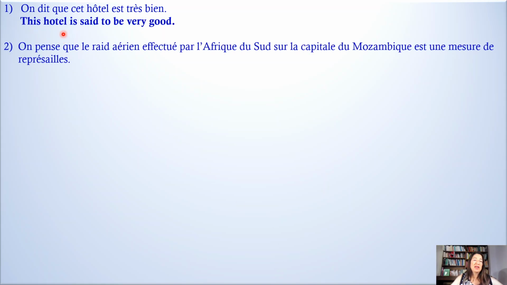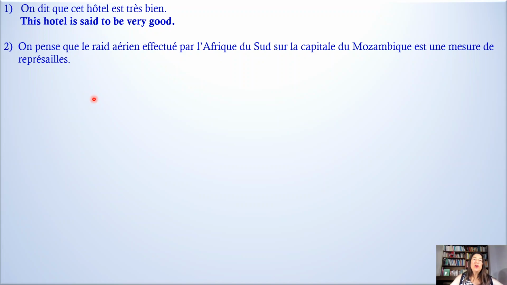So the subject of the passive voice sentence, as you remember, is the object of the active voice sentence here in French. And then we can see we have be plus V-E-N, so "be" in the present tense and the past participle of the verb "said".